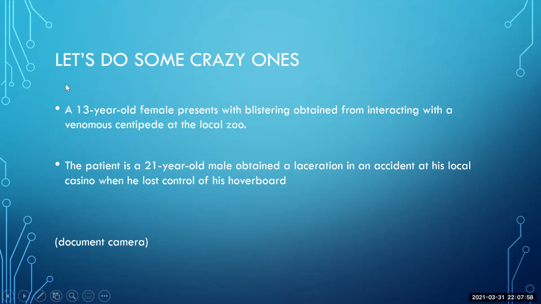Okay, so let's do some crazy ones. So let's look here. A 13-year-old female presents with blistering obtained from interacting with a venomous centipede at the local zoo. And so we're going to look at venomous centipede, local zoo. So it's going to be contact with a venomous centipede. And the place of occurrence is going to be the local zoo, right? So those are the two we're going to look at there.